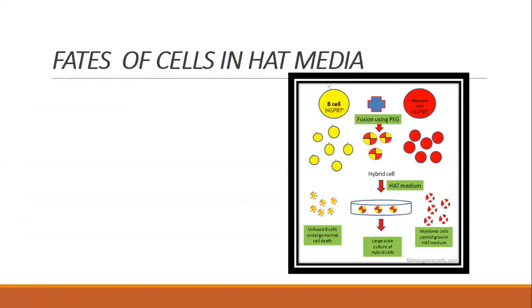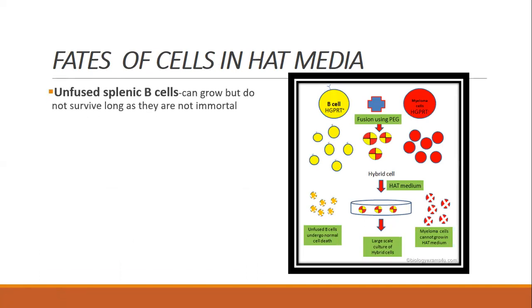Let's have a look at the fate of cells in that medium, like what is the whole procedure? First, the unfused splenic B cells. They can grow, but they do not survive long as they are not immortal. When you grow them on HAT medium, they have their own enzyme, HGPRT, that is required for the salvage pathway. They will do their salvage pathway and produce purine, but they will not survive long as they are not immortal.